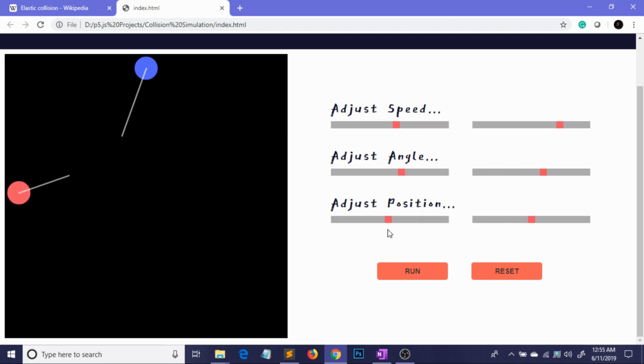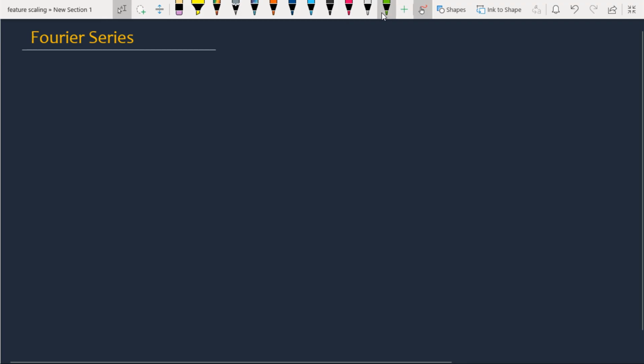Suppose I give it this initial position and press the run button. You can see it simulates the actual 2D collision, and it actually follows the laws of physics, the conservation of kinetic energy and conservation of linear momentum. As usual, we are going to first look into the concept, and after that I'm going to show you the code.